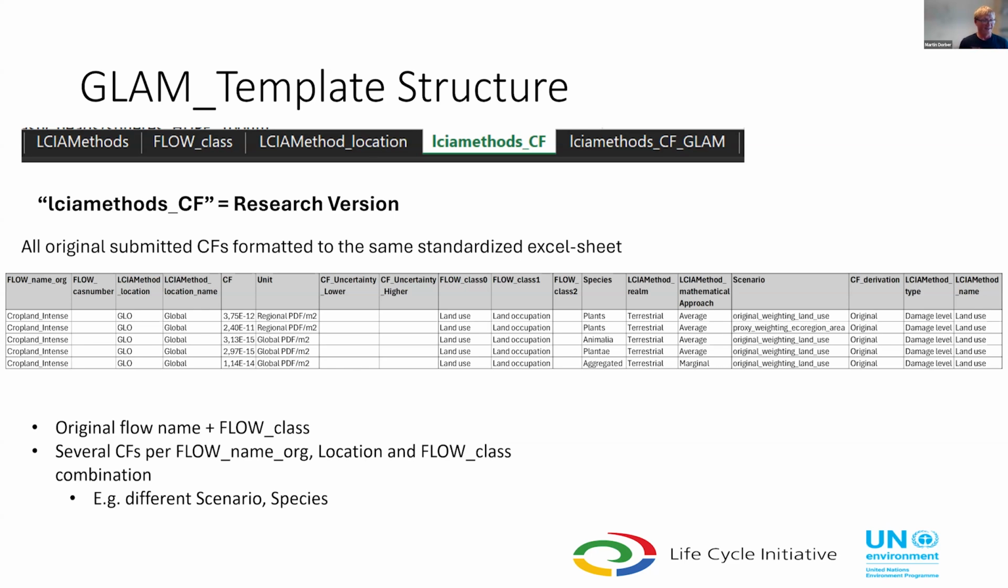And as I said, it's all the original names, and this also means that we can have several characterization factors per flow name, location, and flow class. This is what you see here, because we can have combinations of different scenarios or species. So this is really combining everything that has been submitted. And to make this a bit more user-friendly, we can go to the next slide.